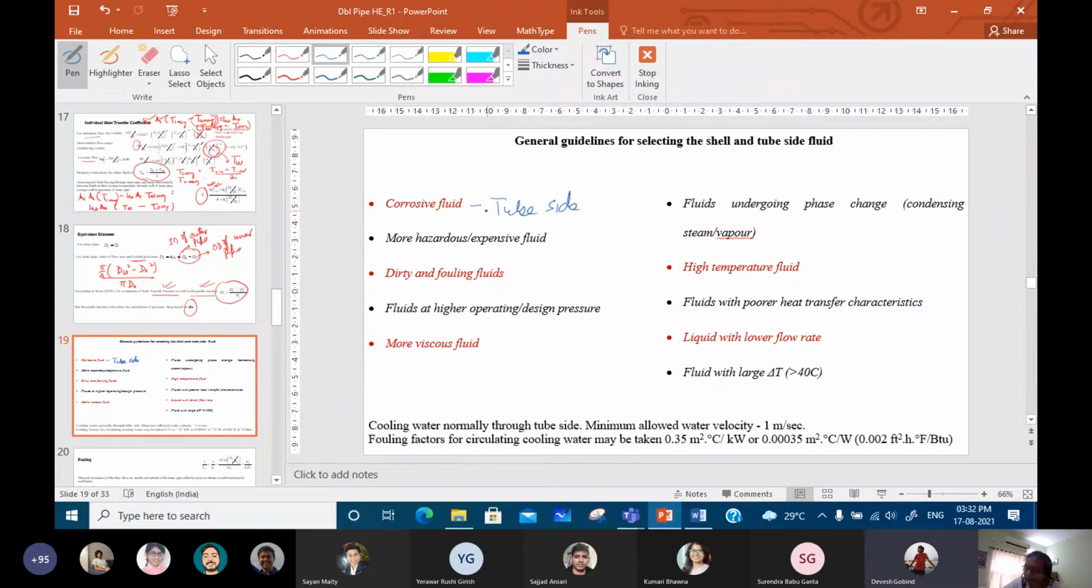Yes, ma'am. So that is the main reason. Then in that case, it will be eroding both the tube and the shell. So naturally, if it is in the tube side, at least the tube will be corroded, the shell will be saved. This is point one.